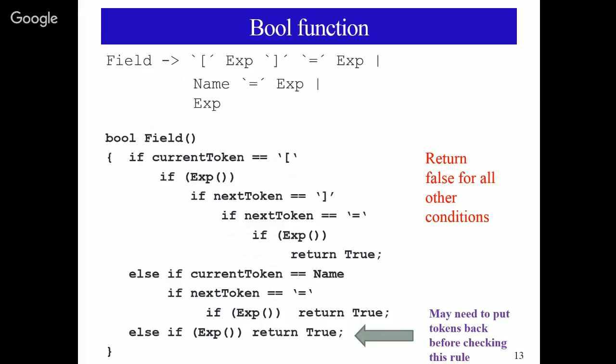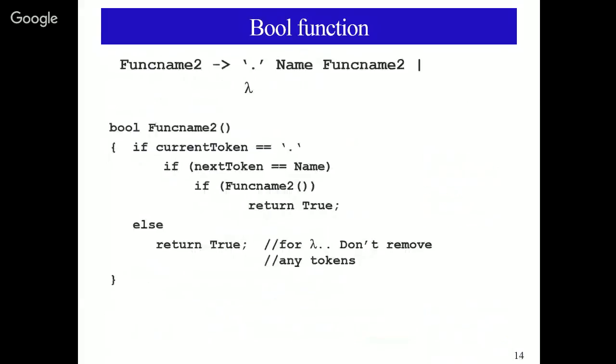I said here you need to put the tokens back, but really what you need to do is move your iterator, move a pointer if it's a list, or move an index if it's a vector, to the beginning of that rule. So every single function, every single rule, as you enter it, you have to remember where you are in the tokens, because you may need to go back to that point and try a different one. So just keep that in mind.